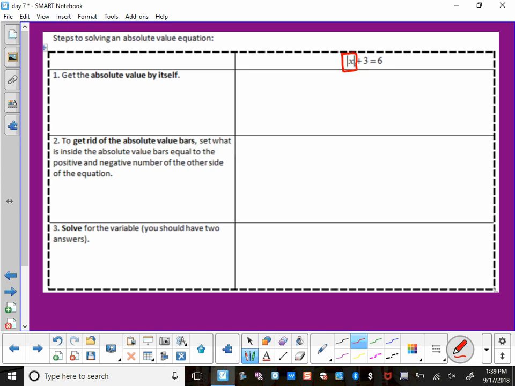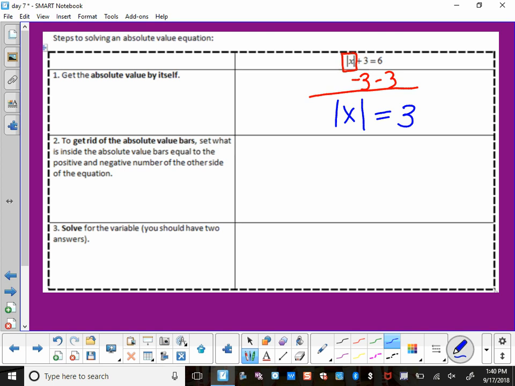How does it go away? Subtract it. Thank you. So we're going to subtract 3 from both sides. So now I still have my absolute value of x is equal to what? 3. All right, that's step 1. I do that all the time. Never put it at 0.